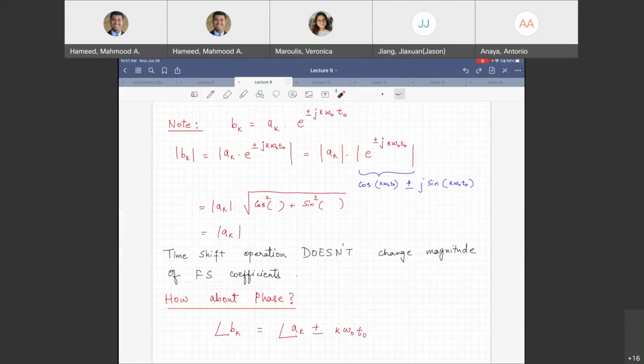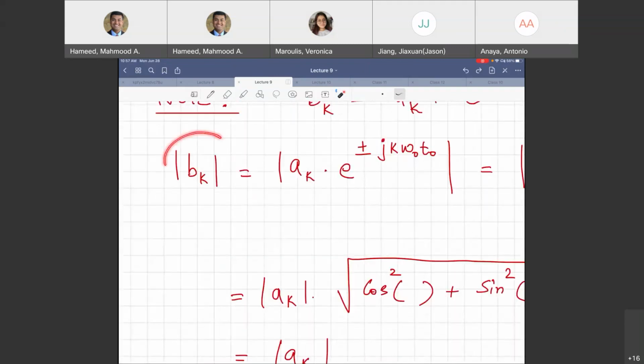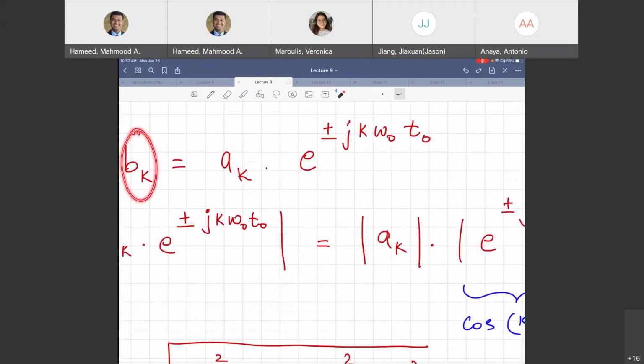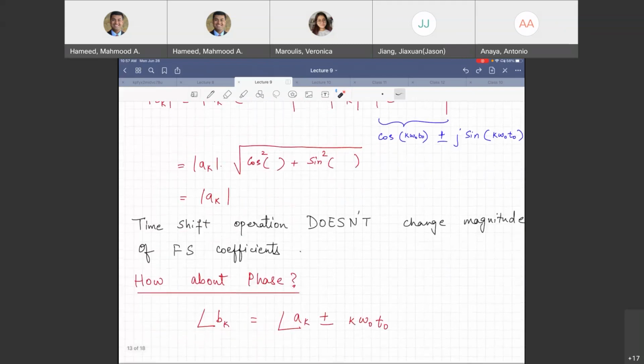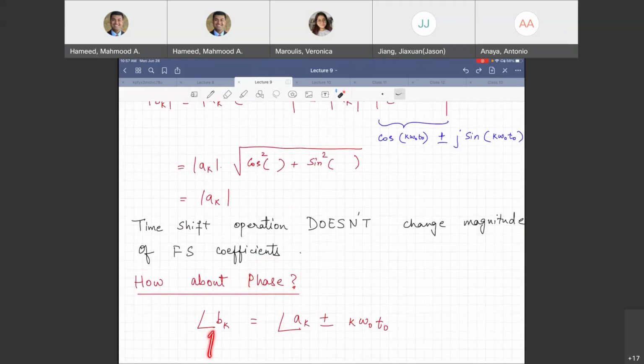That's one conclusion. Next question is, how about the phase? Well, Bk complex is Ak complex multiplied by that, right? So whatever the phase of Ak is, you are adding or subtracting k omega naught t naught to it. You're adjusting the phase by k omega naught t naught, either as a positive or a negative number, depending on delay or advance. So the phase of Bk is the phase of Ak plus or minus k omega naught t naught.